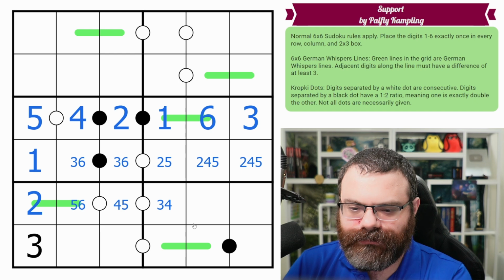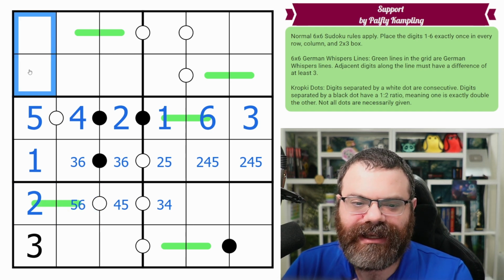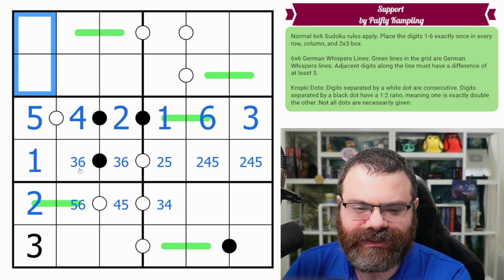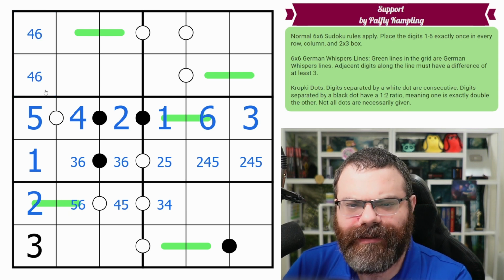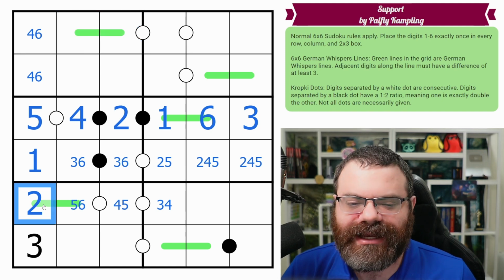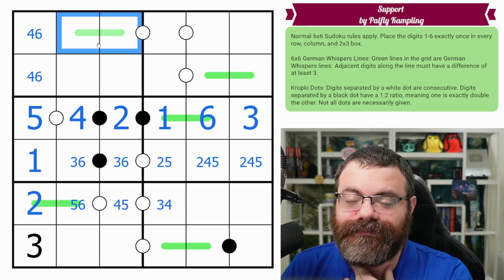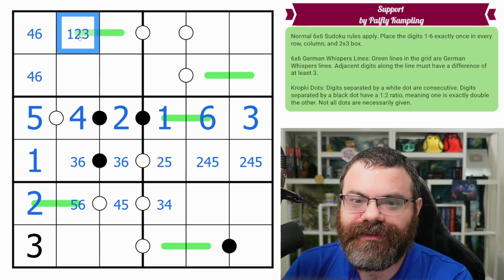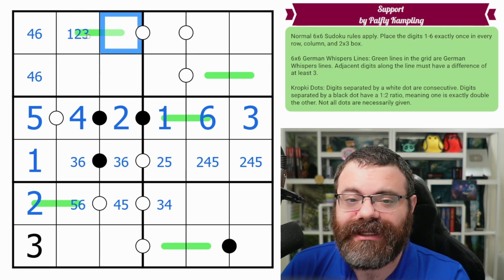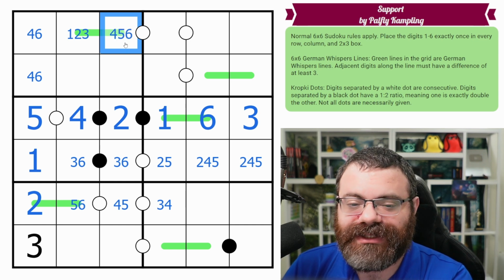Let's see. 2 does not tell us whether this is 5 or 6. I guess I could fill this pair up here. This is a 4, 6 pair. So one thing we know about German whisper lines, which I kind of hinted at here, is you're always swapping between low and high. If you start from a 1, 2, or 3, you can't subtract 3 from any of those. So you're going to be adding 3. And that's always going to jump you up to the 4, 5, 6 range.